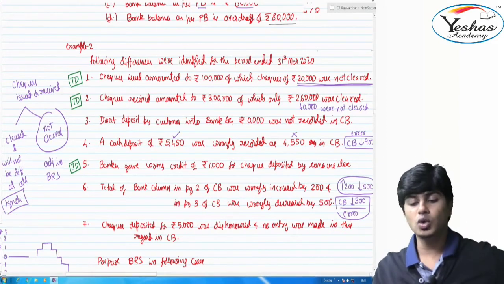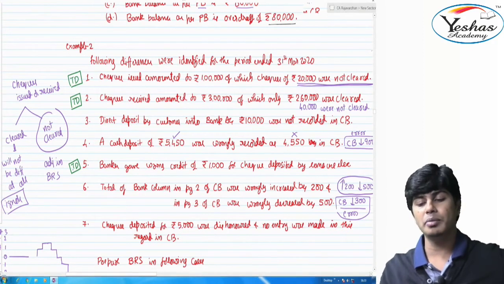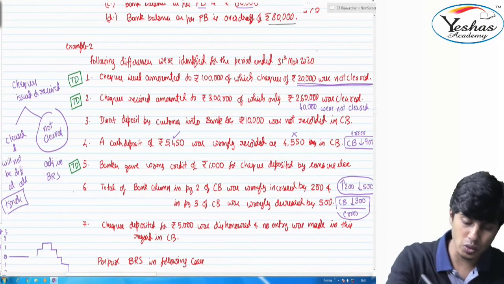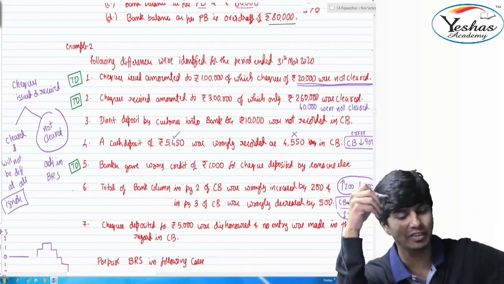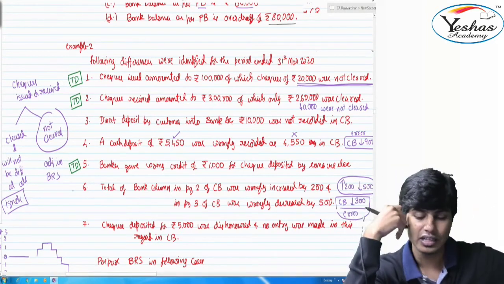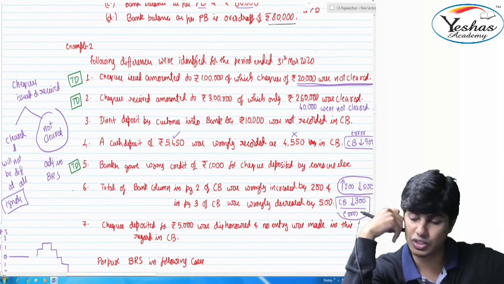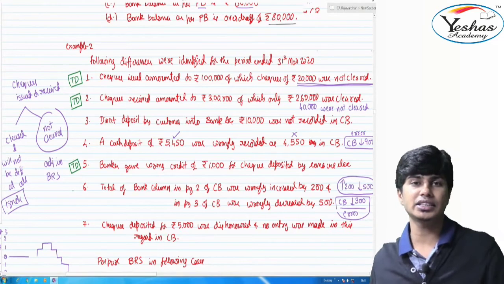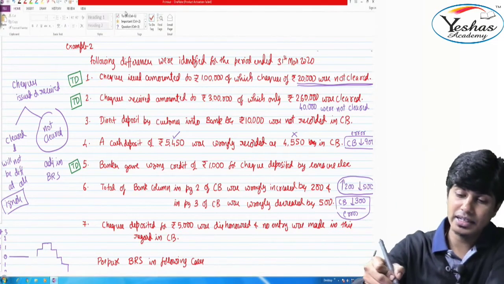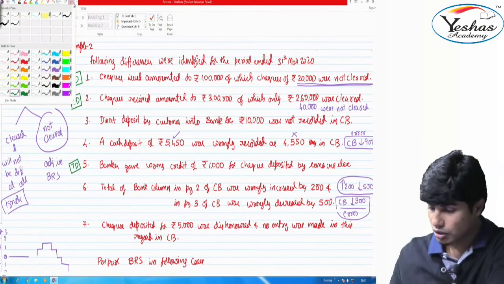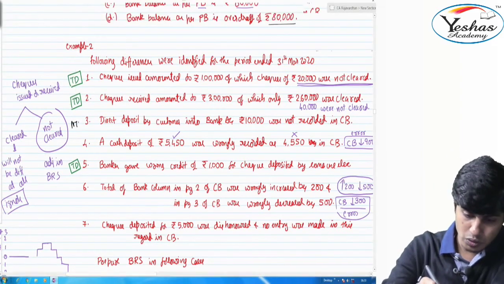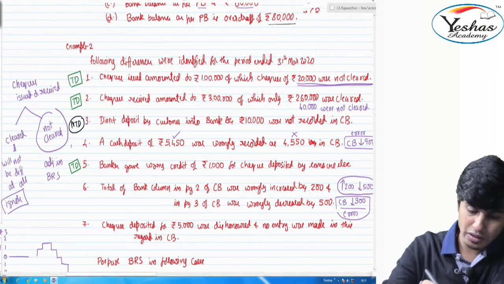Next. Total of bank column in page 2 was wrongly increased. So this error is happening where? In the cash book. So it is non-timing difference. It is not a timing difference. We have to rectify that. Done. Check deposited for rupees 5,000 was dishonored and no entry was made. You were supposed to enter. You didn't enter the transaction. So that is what error? It is an error of omission. You have forgotten to record that transaction. That is our non-timing difference. So non-timing difference. Third one. Fourth one.